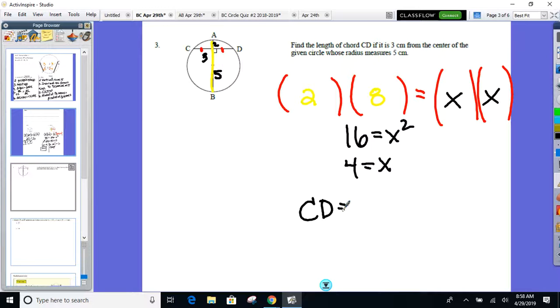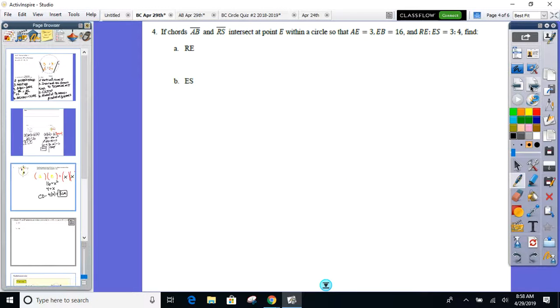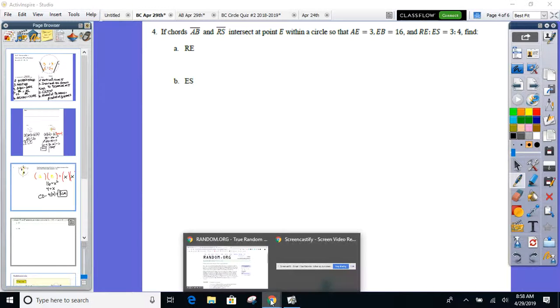Looking for the entire length of the chord, Dan. CD. There you go. Thank you. All good. You're on your own for the next one. Got numbers and ratios. Got to draw your own diagram. Beautiful.